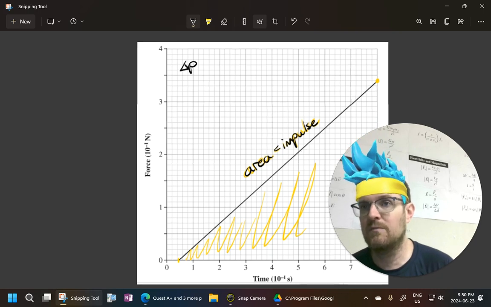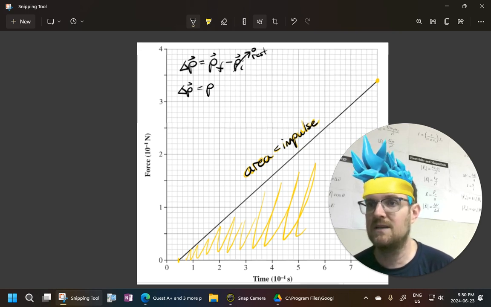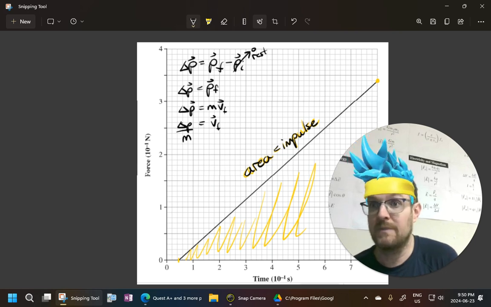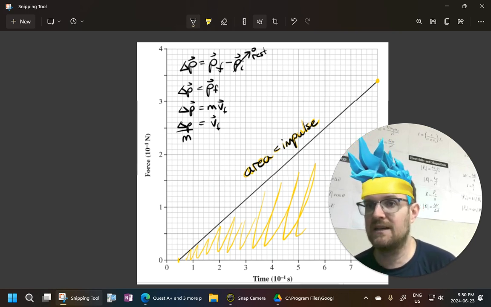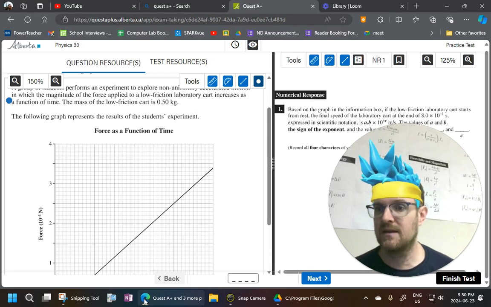So change of momentum is equal to final minus initial, and remember the initial is at rest, so this is 0 because it's at rest. So really my impulse will end up being my final momentum. That's good. And then remember, that's going to be my mass times my final velocity. So this is my impulse that I found from the graph. And then I could find my final velocity by taking my impulse and dividing it by mass. Not too bad so far. Okay, so I just need to find this area. We have the mass in the question. So you can go up here. It says here it's 0.5 kilograms.